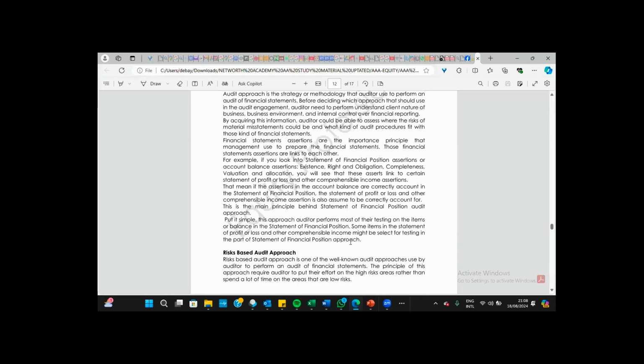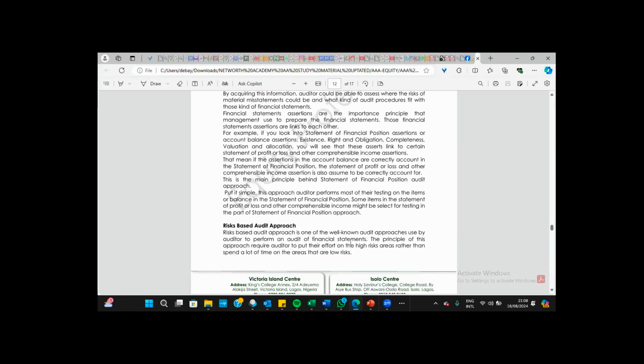The third approach is known as what? Risk-based audit approach. Now, risk-based audit approach is used in companies where you have what? When you have a system in place. Okay, you use this one when you have a defined system, an effective internal control system. When you have a reliable accounting system, you make use of this approach, the risk-based approach. Also, this approach is the most advanced approach of all the four approaches. This is the most advanced approach.